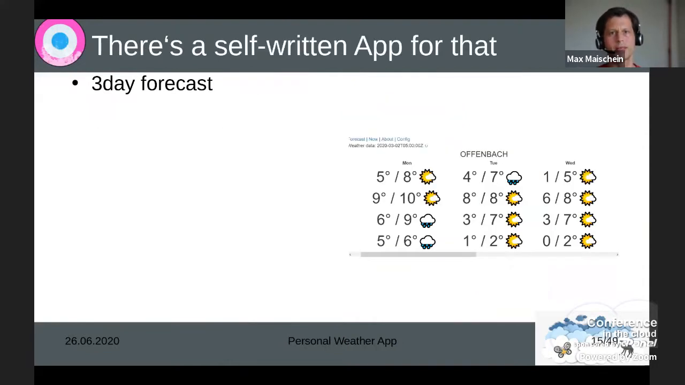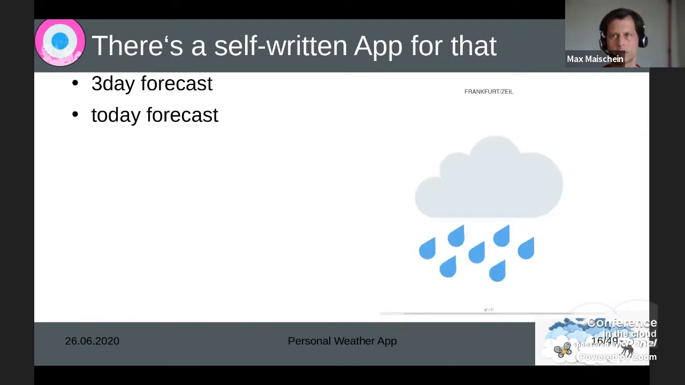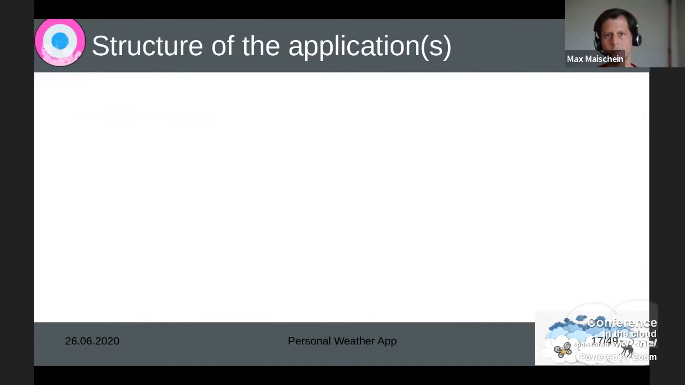So yeah, that's basically what I have, a self-written app. You see here the HTML output of this 3-day forecast. It has some nice emoji for weather display and the temperatures and locations, and also a forecast of today. These are the two main screens that are of daily interest to me. So let's take a closer look at the applications that I wrote for that, unless there are questions to it.